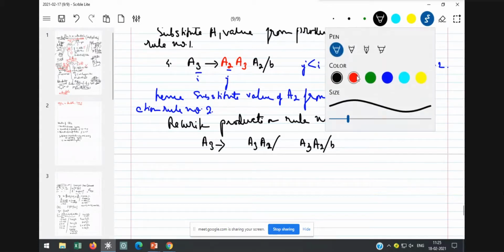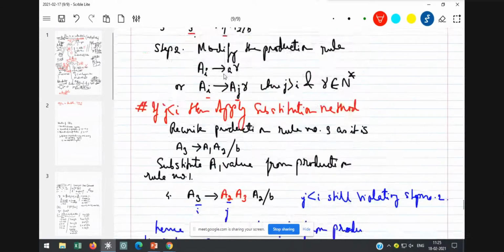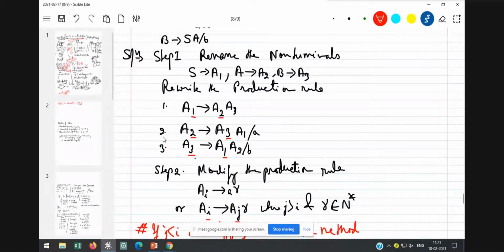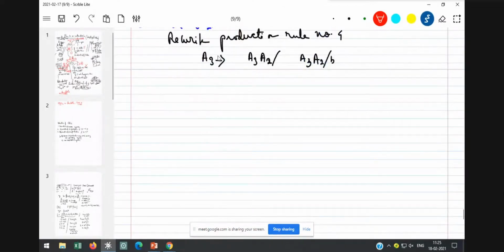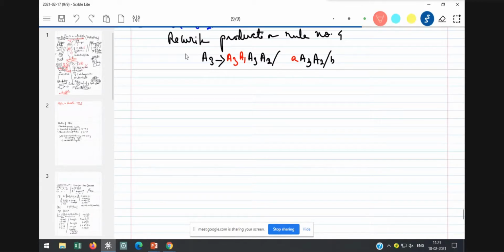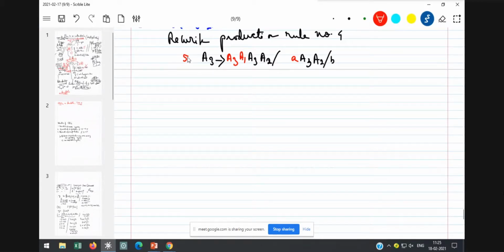There are two values of A2 when I check the production rule number 2, which are A3, A1, and terminal A. So let me just write A3, A1, then another value was small letter a. Okay. This is the one after applying substitution rule, we are getting this result. Now let me call this as number 5.